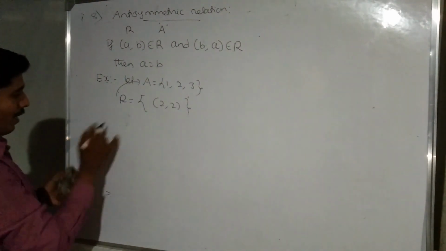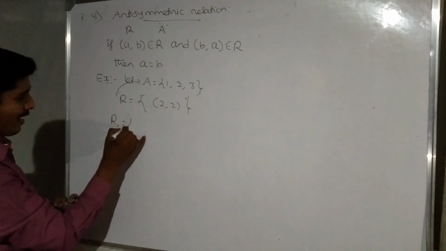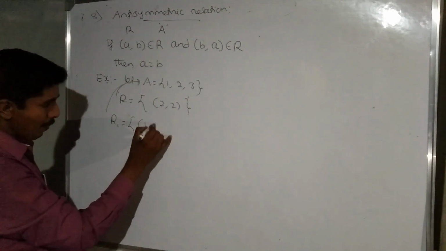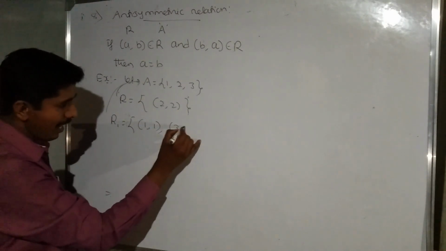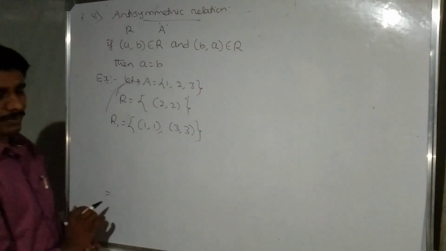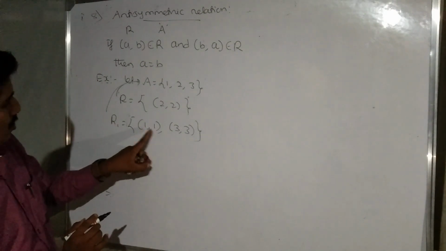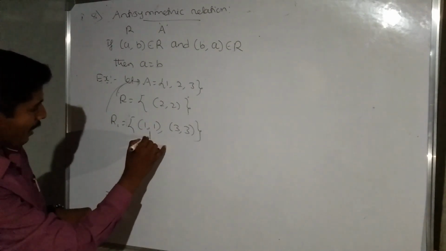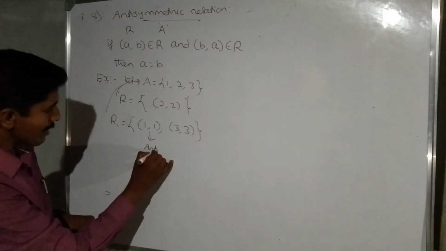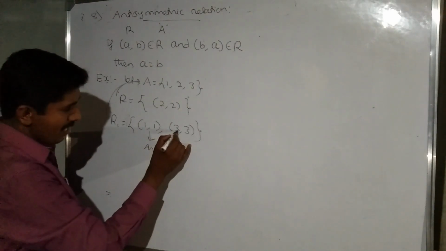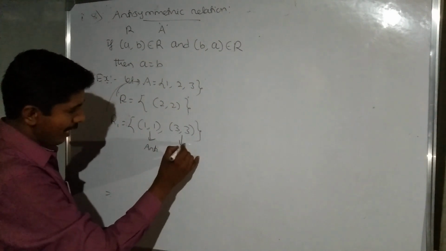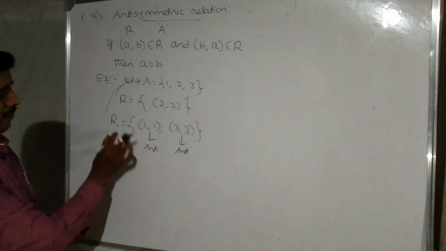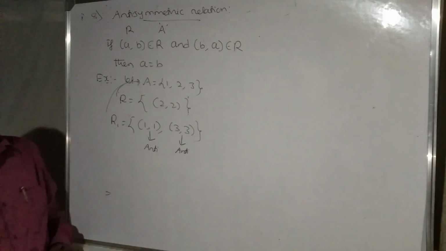Next, one more example. Here R1 is a relation defined on the same set A. For example, (1, 1), (3, 3). In these two ordered pairs, the first element equals the second element. Therefore, each ordered pair itself is antisymmetric. Therefore, R1 is antisymmetric.